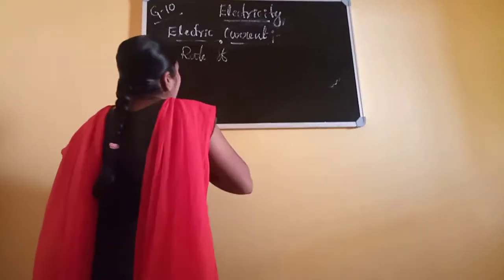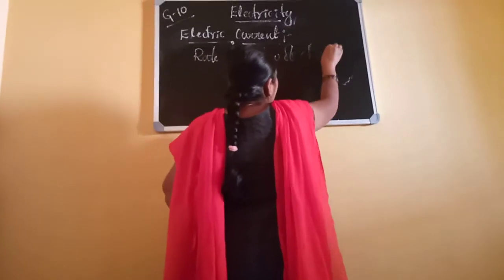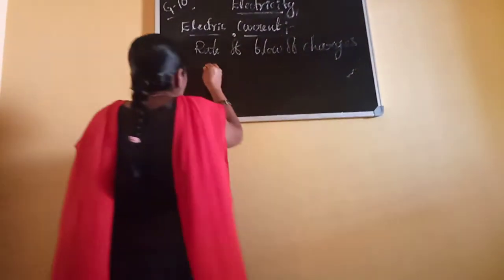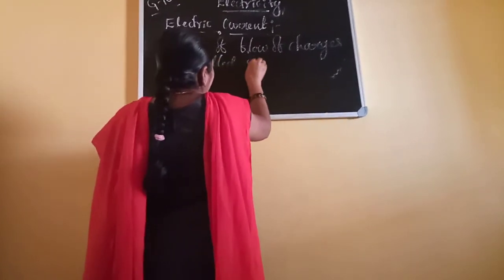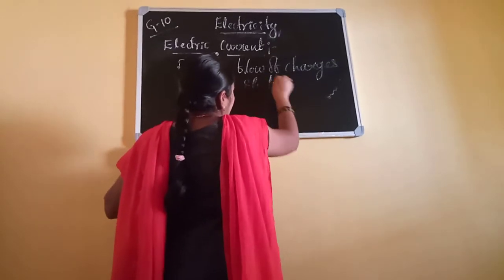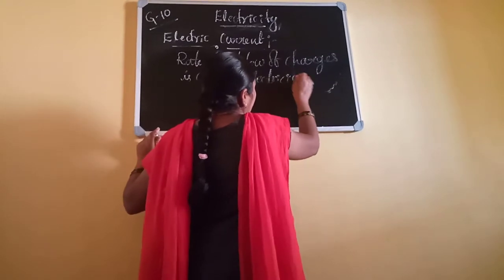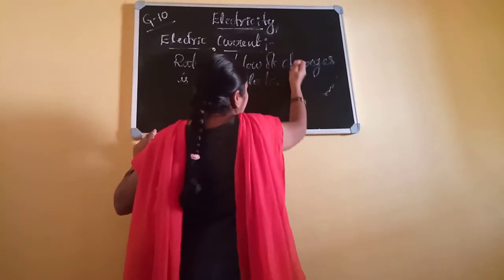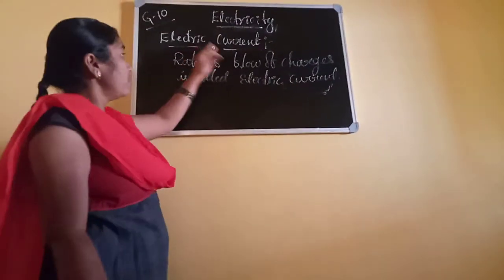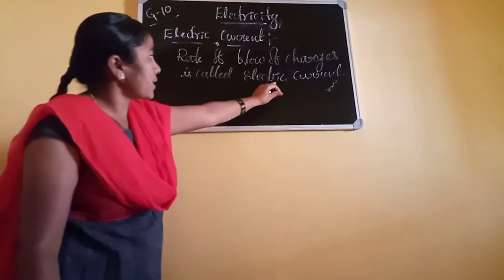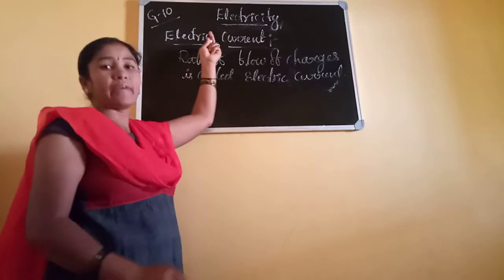Rate of flow of charges is called electric current. Rate of flow of charges is called electric current. This is the definition of electric current.